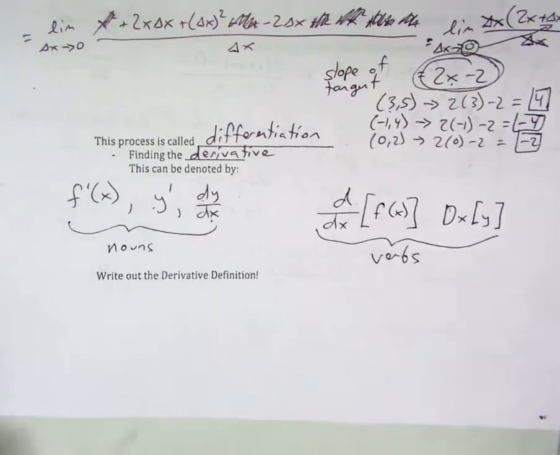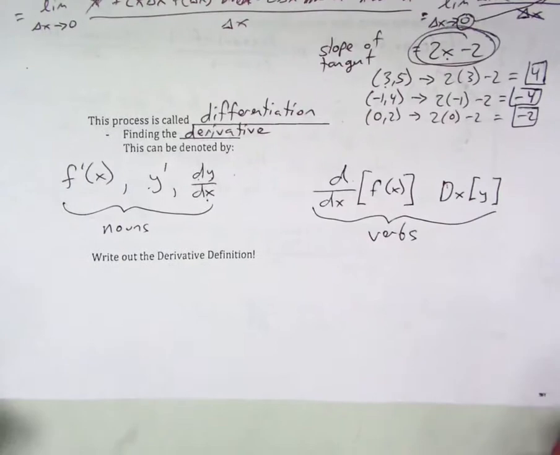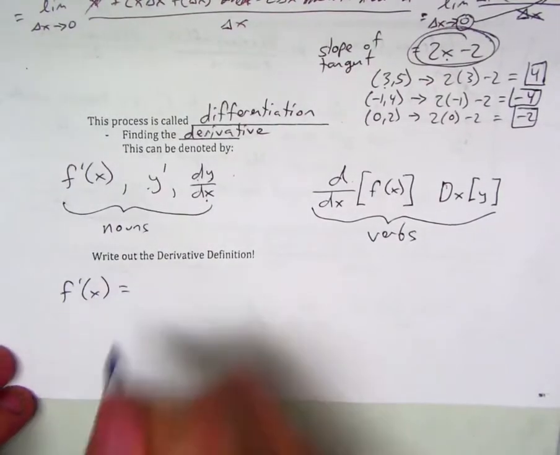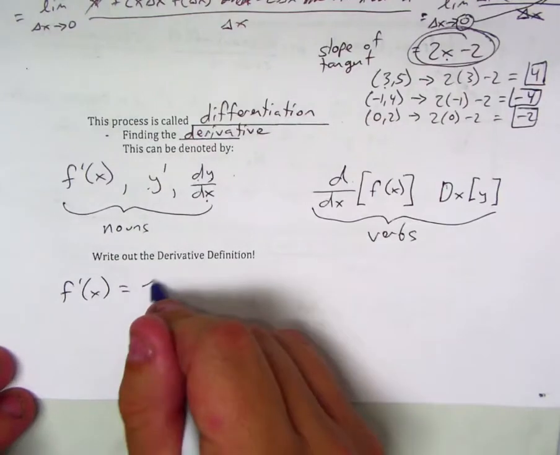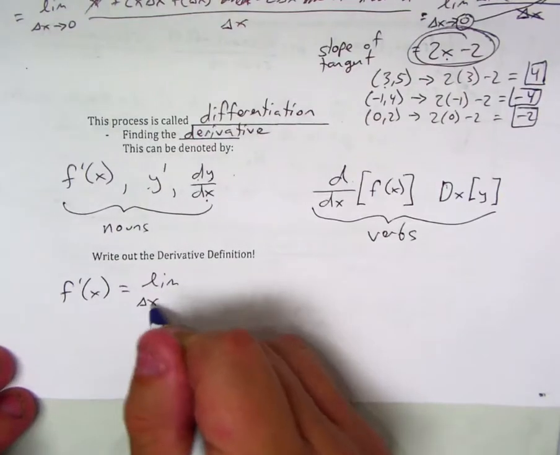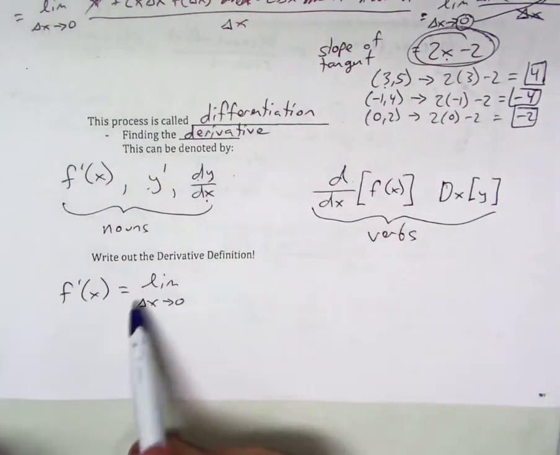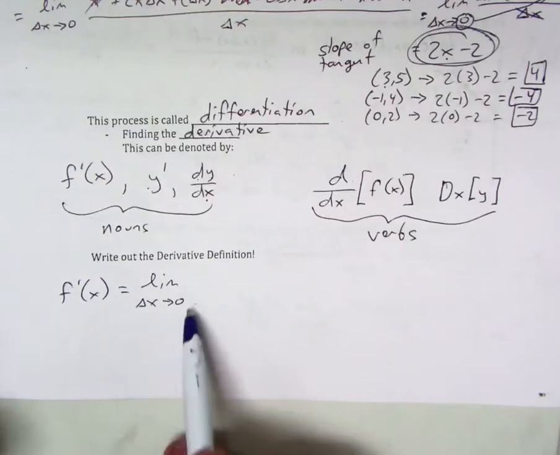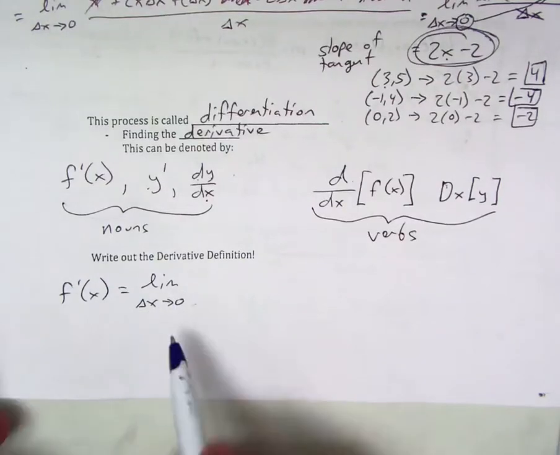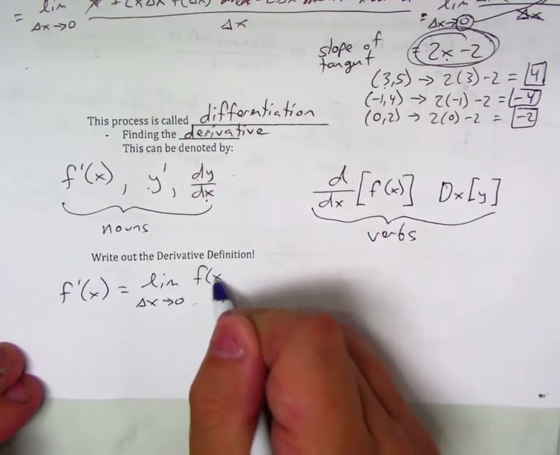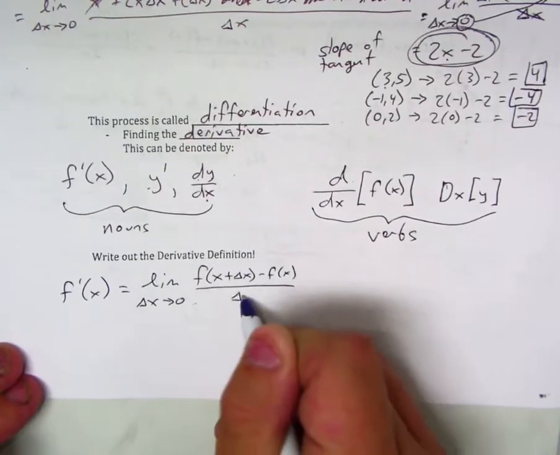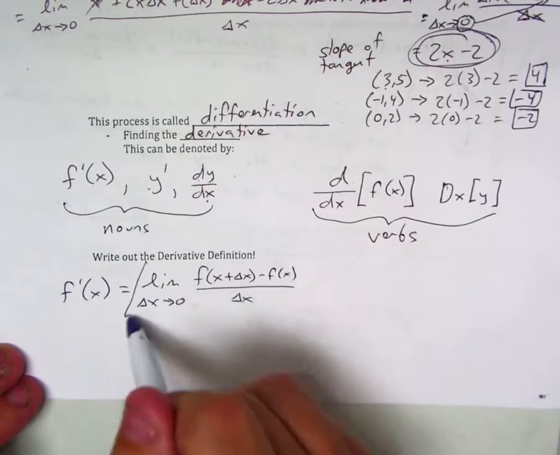These are nouns. So the derivative definition: how do you find the derivative of a function using the definition of it? If I want to find f prime of x, the derivative of a function, we take the limit as delta x approaches 0. Remember what this is. It's important to understand your notation. This is those two points getting really close to each other, that change in x getting really close to 0. And then we just use the slope formula: f of x plus delta x minus f of x over delta x. This is your derivative definition.